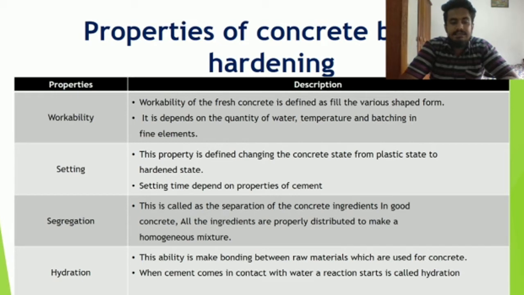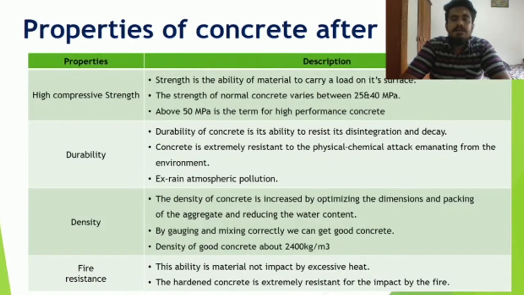Next one is segregation, which seriously affects the quality of the concrete. Last property is hydration. The chemical reaction that takes place between cement and water is referred to as hydration. The principal properties of hardened concrete, which are of practical importance, can be listed as high compressive strength, durability, density, and fire resistance.